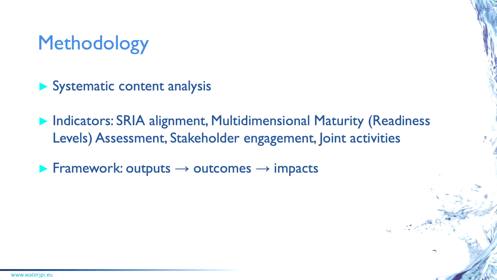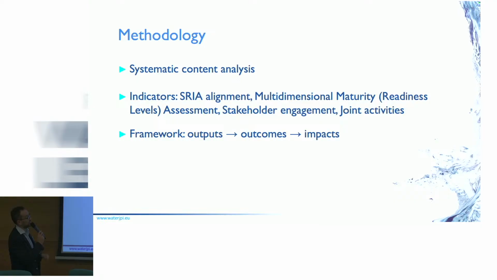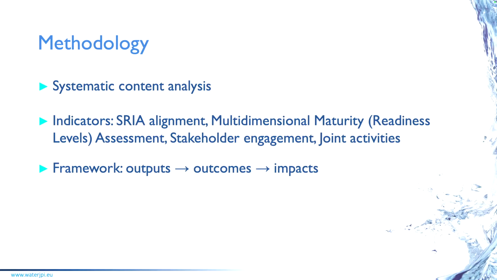So at the beginning, we did a systematic content analysis. This was done mainly by support of keywords. Actually, this was Isabella's work. She's not with us, but I mean, acknowledgements to her. And this systematic content analysis was compared with the strategic research and innovation agendas. After that, a second step was started for the multidimensional maturity assessment in terms of readiness levels. The same definition of readiness levels that we have used for our Horizon 2020. We were also analyzing as much as possible, only on the basis of the technical reports, the stakeholder engagement and the results in terms of joint activities.